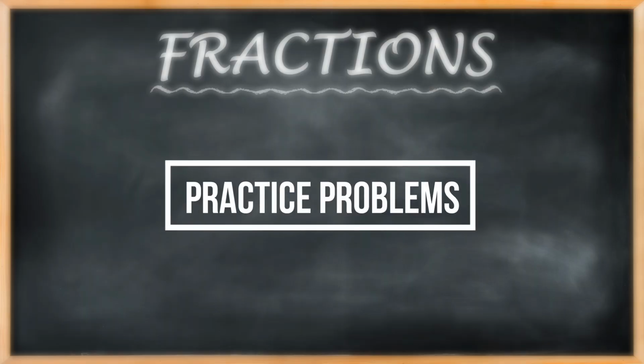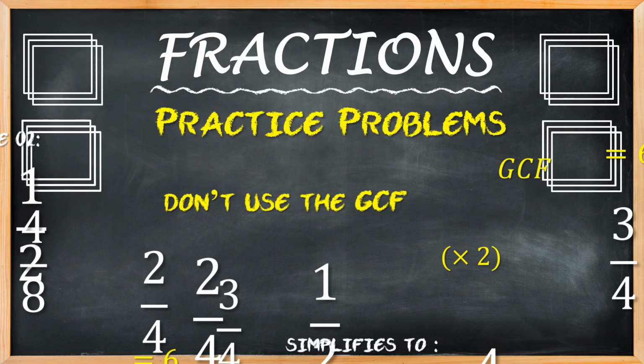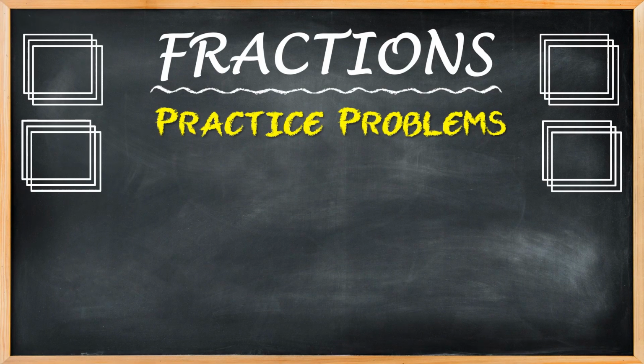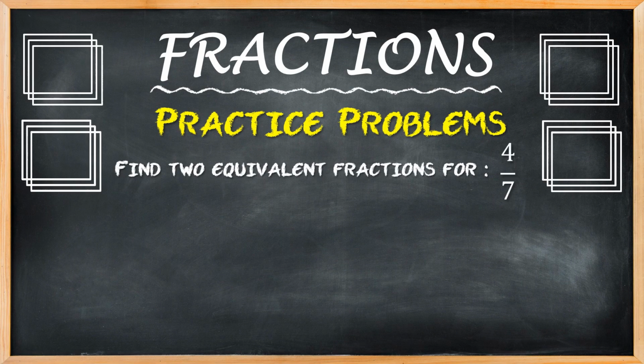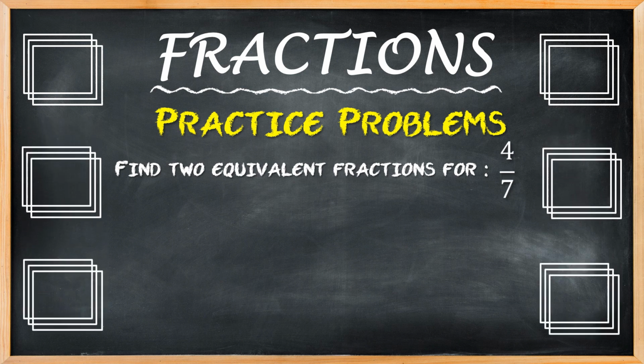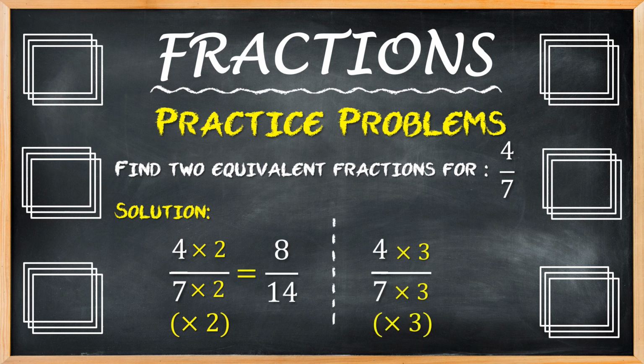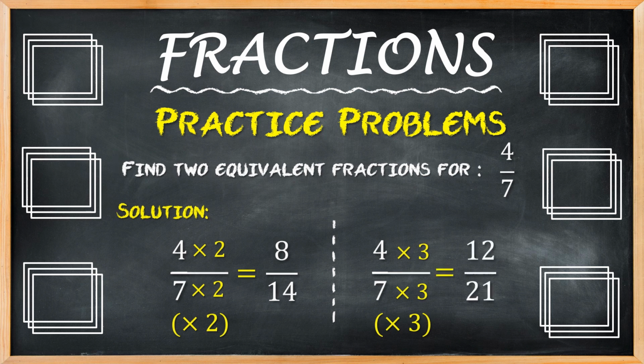Practice problems. Let's practice what we've learned with a few examples. Grab a piece of paper and follow along. Problem 1. Find two equivalent fractions for 4/7. Solution. Multiply by 2. 4 times 2 over 7 times 2 equals 8/14. Multiply by 3. 4 times 3 over 7 times 3 equals 12/21.